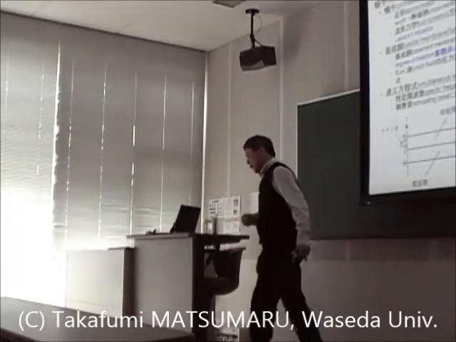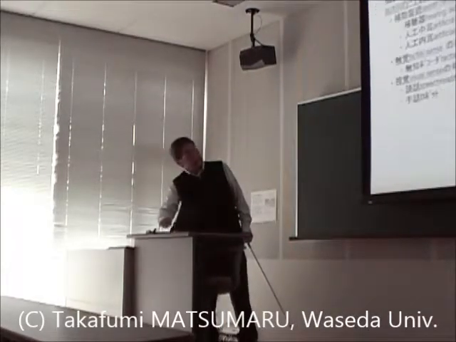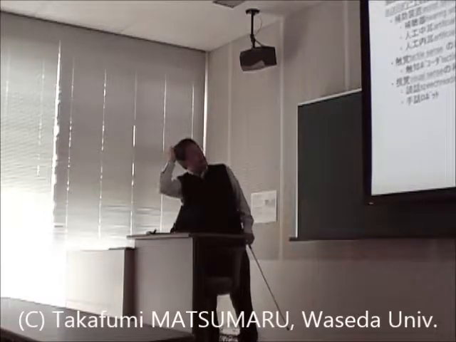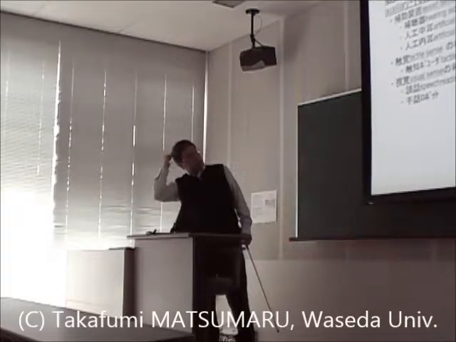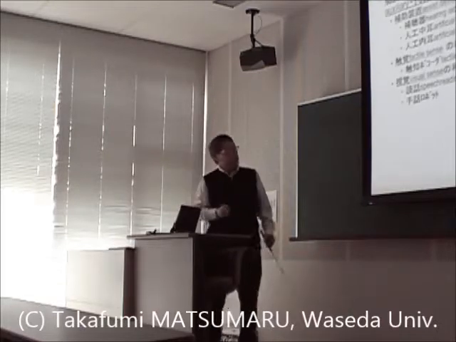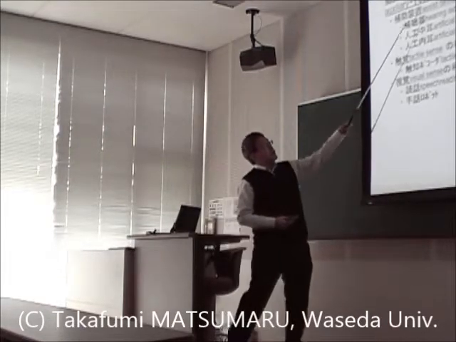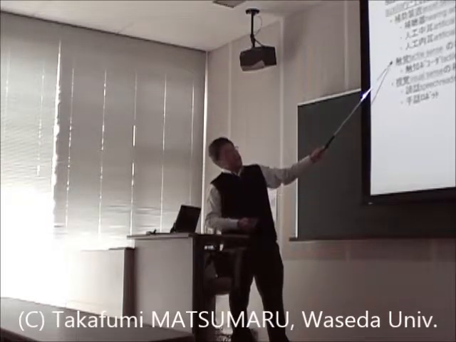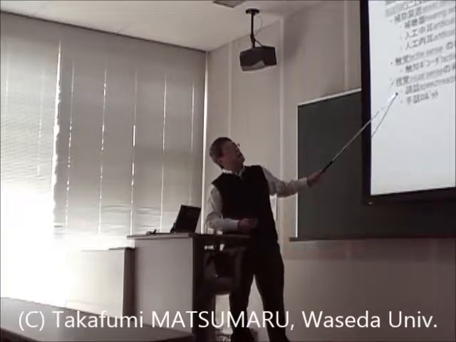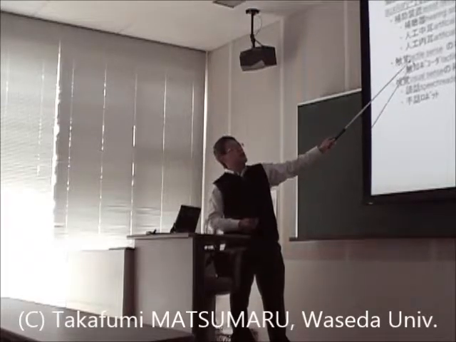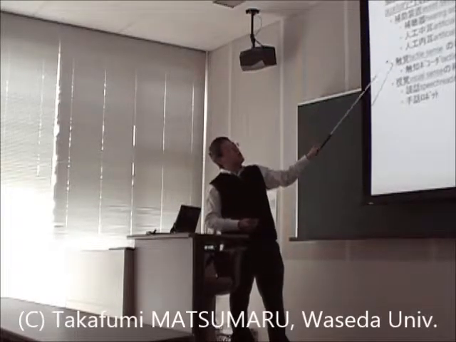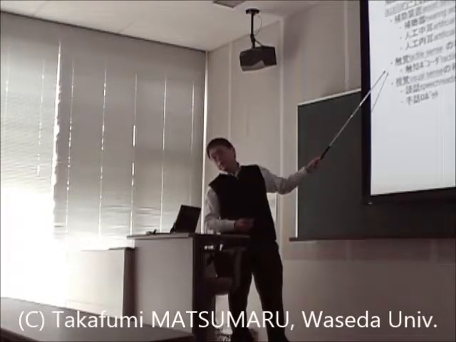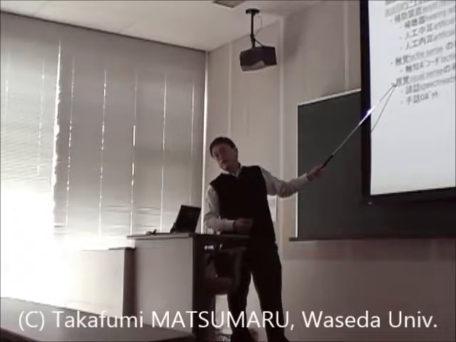The next part is the auditory function auxiliary and substitutional systems. One is assist devices. Another is using another sense in place of the auditory sense. One is the tactile sense used in place of the auditory sense, and one is the visual sense used in place of the auditory sense.